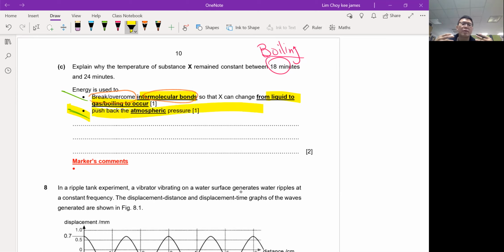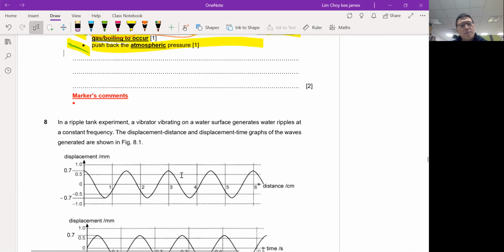So when the gas particles have extra energy, what do they do with the energy? They use it to push back the air molecules so that the gas particles can move around the environment. That's how gas travels. For gas to travel, after breaking the intermolecular bonds, they also need energy to push back the atmosphere. If not, the gas will just stay there and not roam around. Okay, so these are the two important stages we refer to when we talk about boiling.